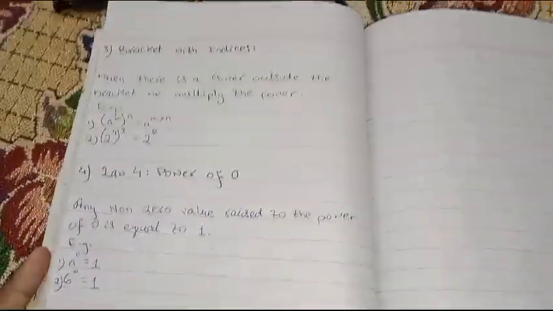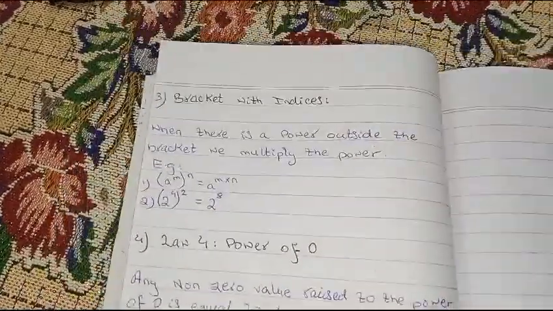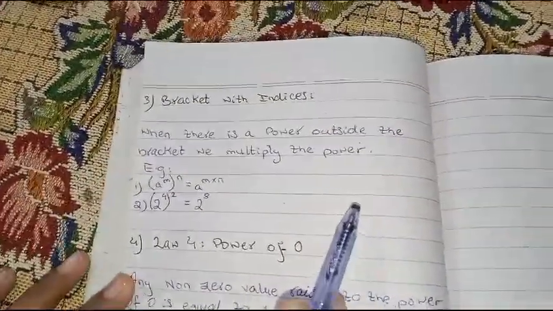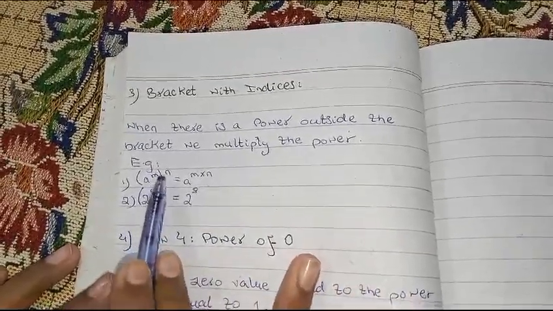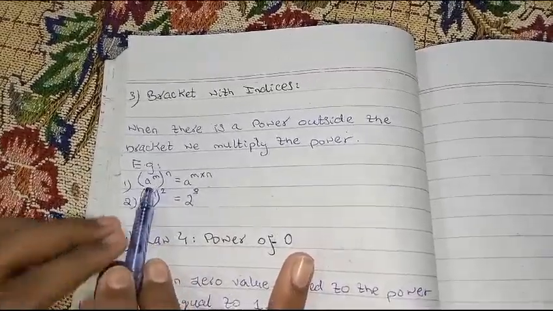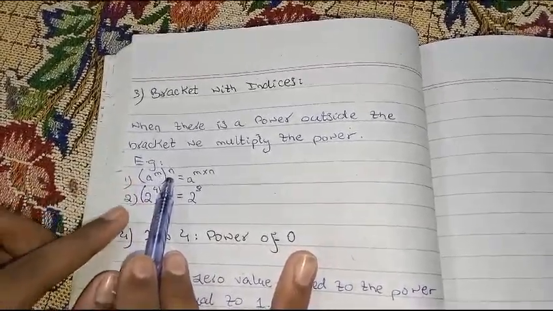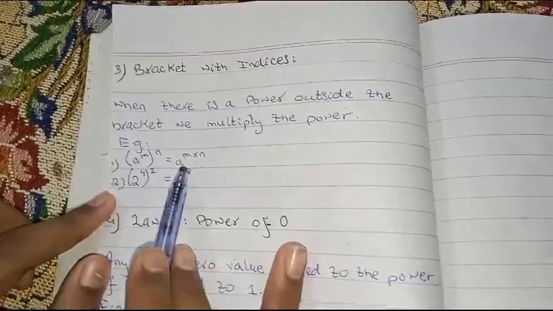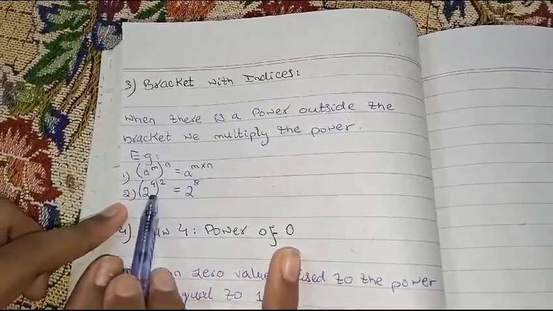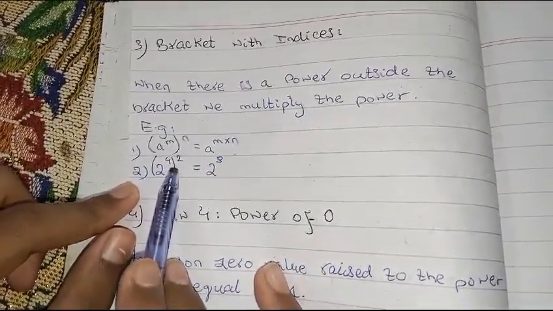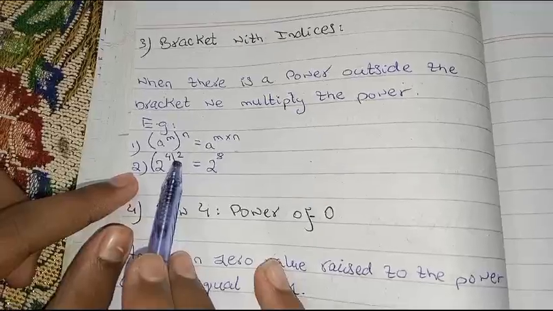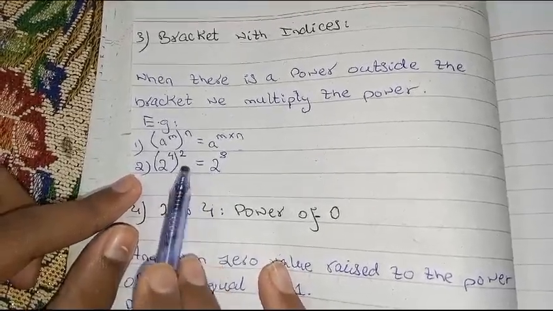Moving on to the third law, which says brackets with indices. When there is a power outside the bracket, we multiply the powers, like (a^m)^n. So m will be multiplied with n, so we get a^(m×n). For example, in (2^4) the 4 will be multiplied with the power outside the bracket, so we will get the answer 2^8.